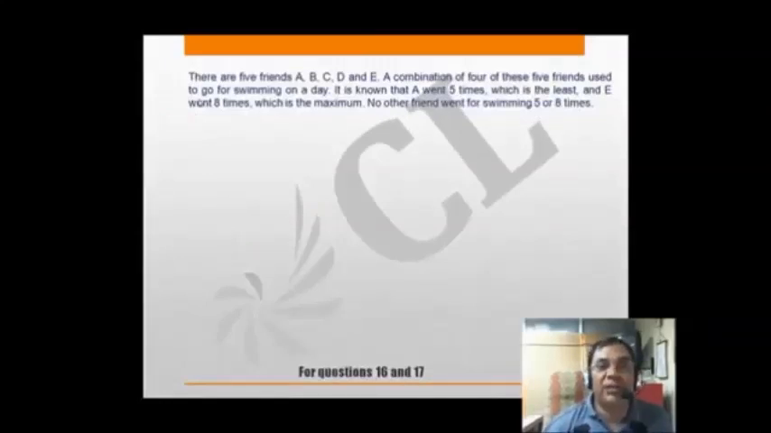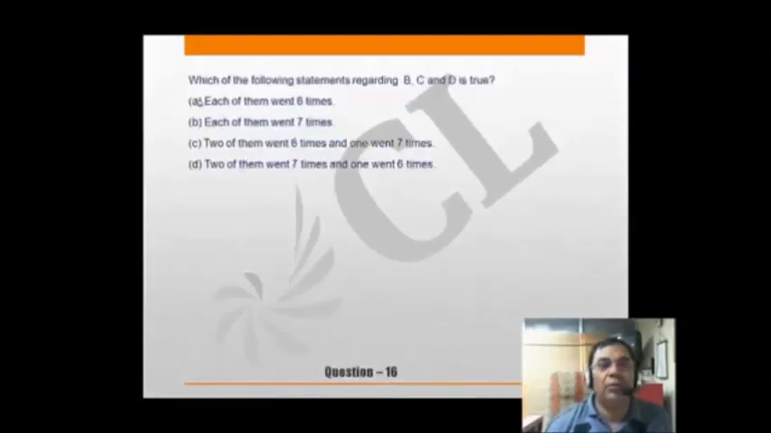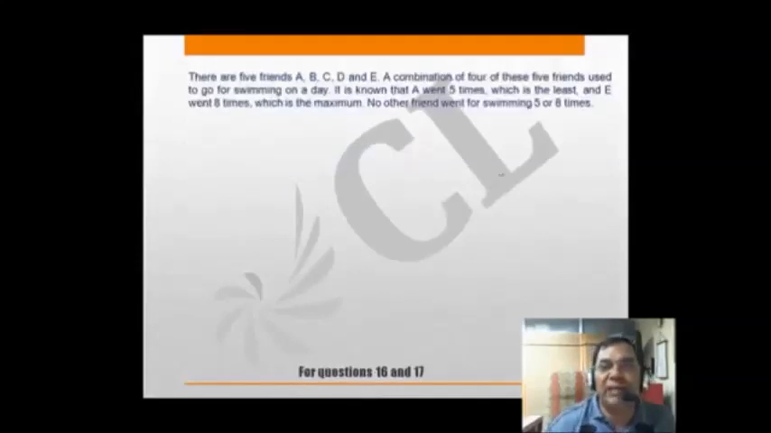The 5 friends A, B, C, D, E: A went swimming 5 times, which is the least, and E went 8 times, which is the maximum. No two of the friends went swimming the same number of times. So now the fact is, if I take the maximum, 8, 7, 7 and 5: 7 3 is 21, 21 plus 5 is 26, plus 8 is 34. 34 is not divisible by 4. So the number has to be 32.